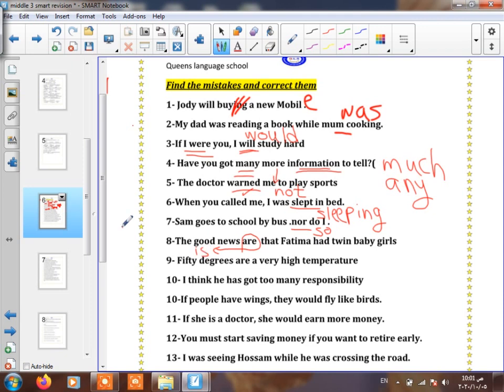Okay, so number 9, 50 degrees. We answered a similar question, the choose. Yeah, 50 degrees is. Okay, number 10. I think he has got too many responsibility. So the word responsibility is not an uncountable noun. It can be plural as well because it's a countable noun. So many responsibilities.